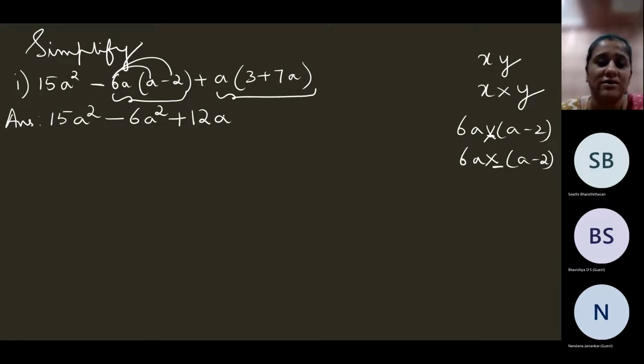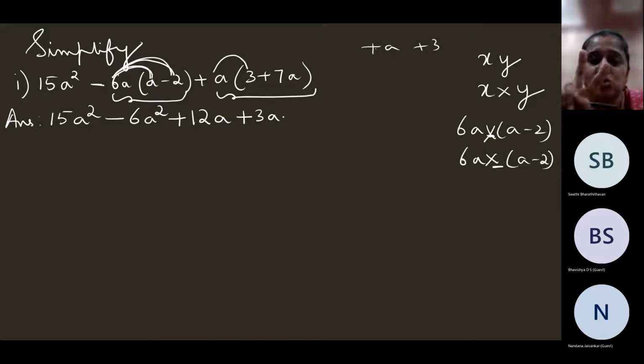Yes, ma'am. See here, I repeat, 6a is minus 6a. Minus 6a into a is minus 6a square. Minus 6a into minus 2: minus into minus is plus. 6 twos are 12a. Again, plus a into 3. See, first multiply the signs, children. Both are positive, a and 3. It is plus a and plus 3. So plus into plus is plus. A into 3 is 3a.